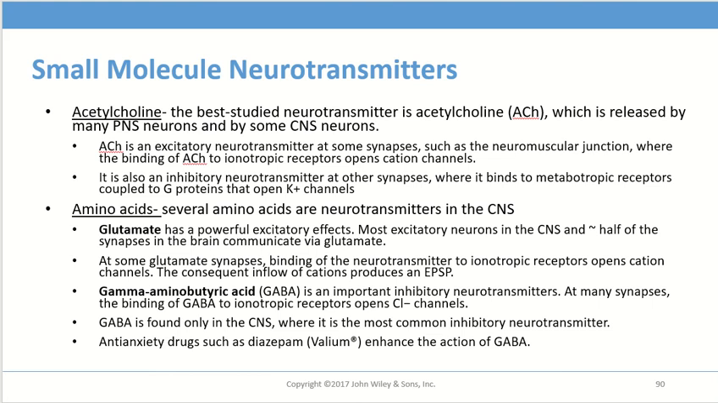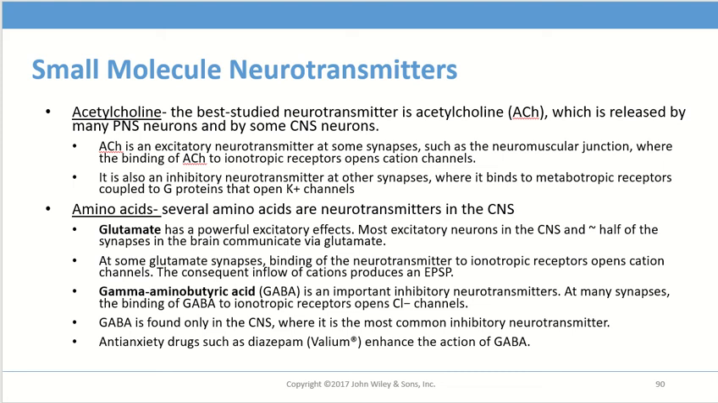So acetylcholine is the first one, and this is a big one because it is the best studied neurotransmitter known to man. Everybody loves acetylcholine because we know a lot about it. This is released by many of the different PNS neurons as well as some of the CNS neurons.